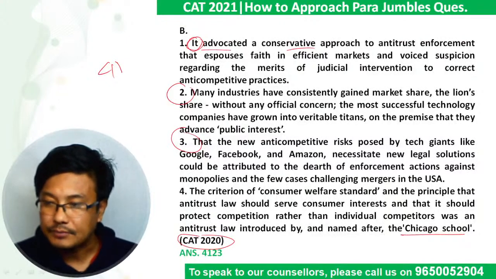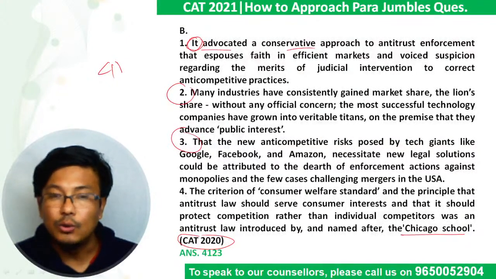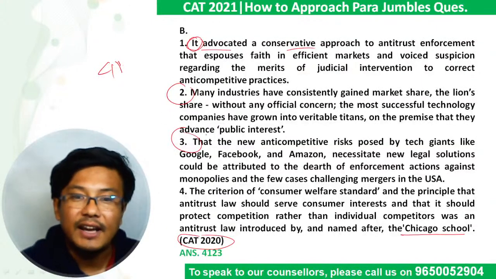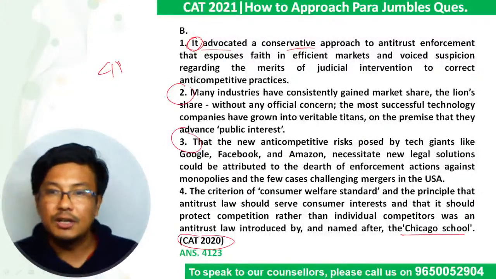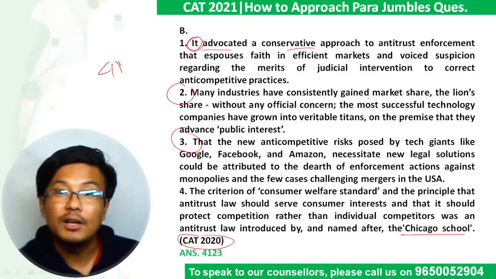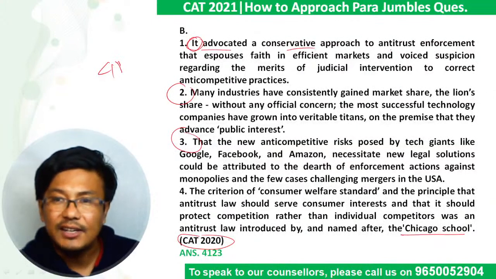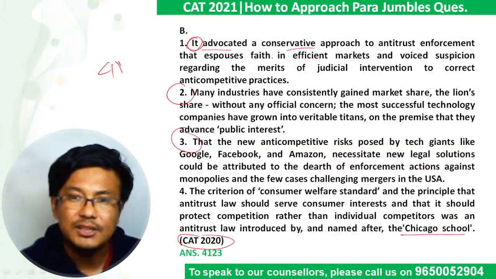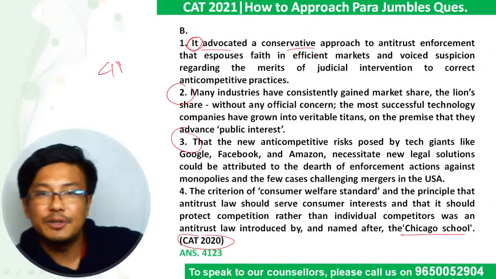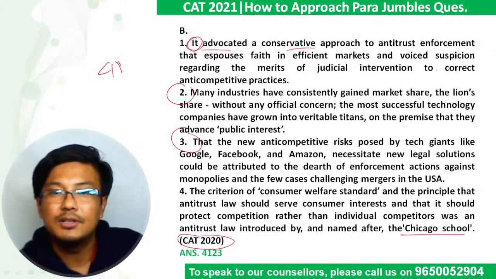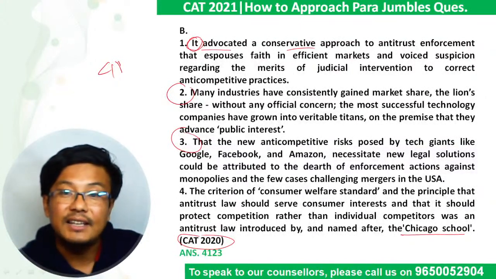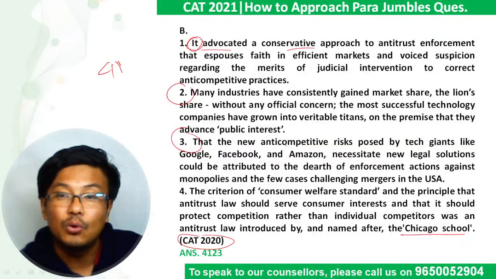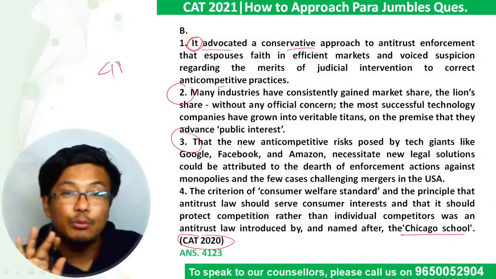One of you is saying now that it should be 4, 1, 3, 2. Now, think about it. After 1, if I write 3, what does 1 speak about? 1 speaks about adopting a conservative approach, right? Now, conservative approach to what? To antitrust enforcement that espouses faith in efficient markets and voices suspicion regarding the merits of judicial intervention to correct anti-competitive practices. Now, if I write 3 afterwards, just because of the word anti-competitive, I would be wrong, right?